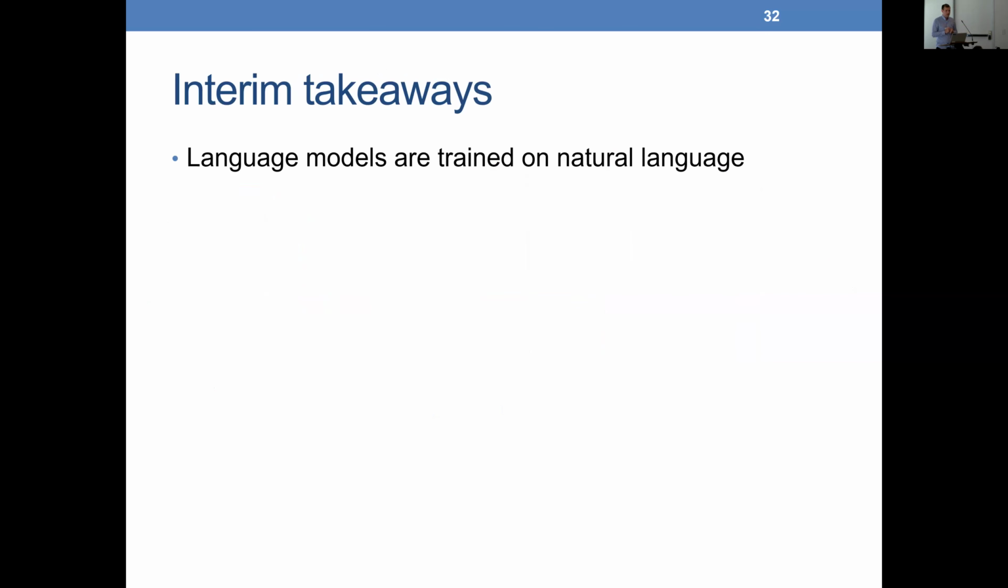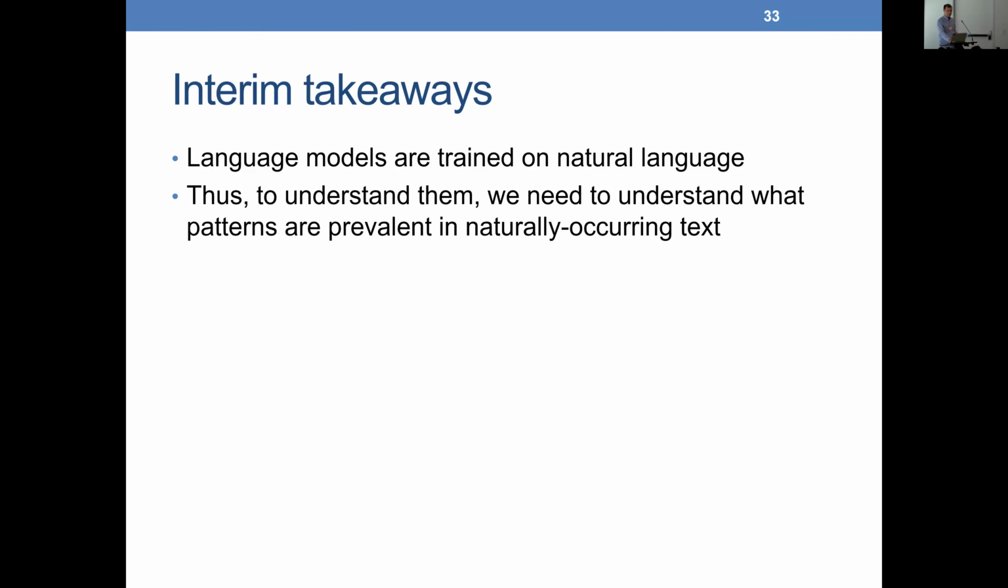So the interim takeaway here is that language models are trained on natural language. So in order to understand them, we need to understand what patterns are prevalent in naturally occurring text, because this factor is going to play an enormous role in determining which types of examples and tasks a language model will find easy or difficult. And linguistics provides the tools that we need in order to understand what patterns are prevalent in a corpus of text.